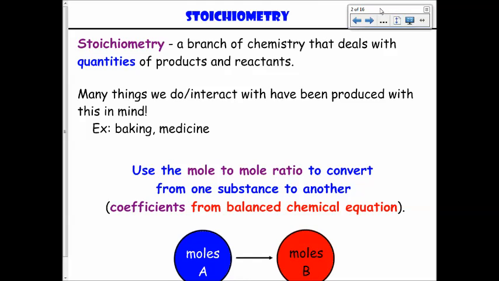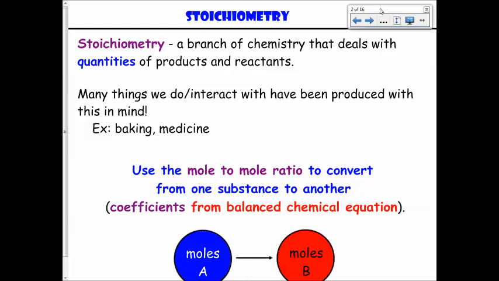All right. Stoichiometry. Everybody's favorite chemistry word. Stoichiometry is a branch of chemistry that deals with quantities of product and reactant. So now we are talking about the number, quantity, the amount of each.